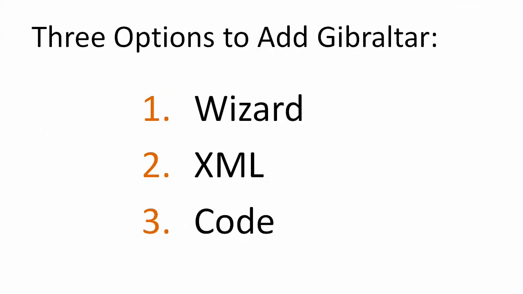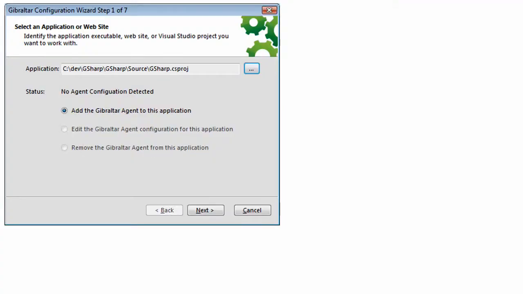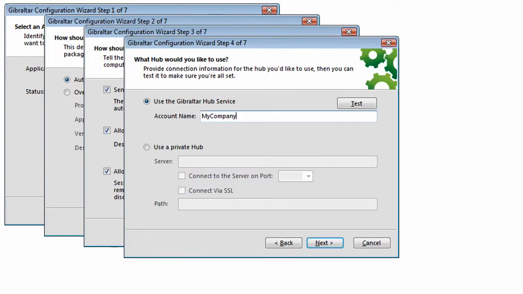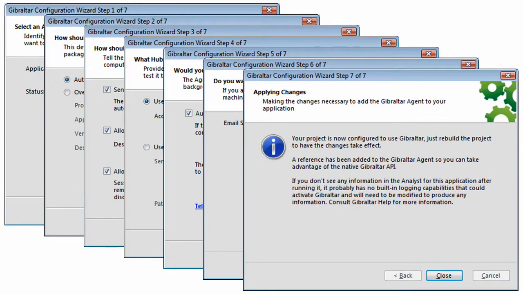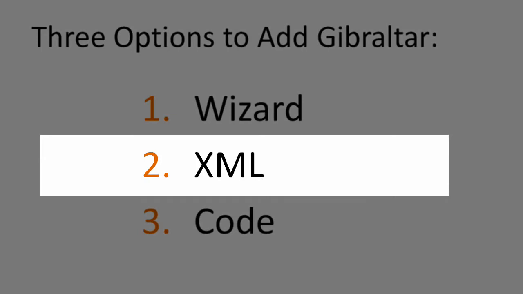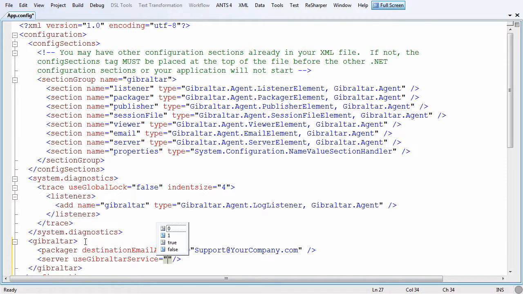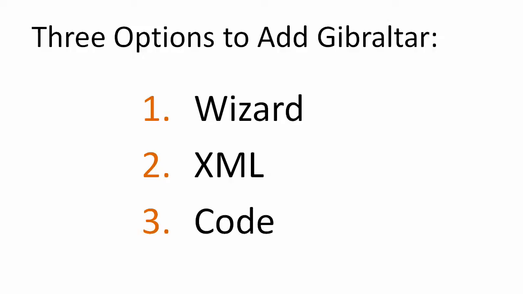Adding Gibraltar Agent is simple, and we provide three options you can mix and match to fit your specific needs and preferences. The easiest way is using our configuration wizard, which is part of the Analyst application. I'll walk you through the wizard in just a moment, but let me first touch on the other ways you can add Agent. A second option is to configure Gibraltar with XML in your application configuration file. Our wizard does this for you, but if you prefer to write your own XML or tweak the XML we generate, it's all fully documented.